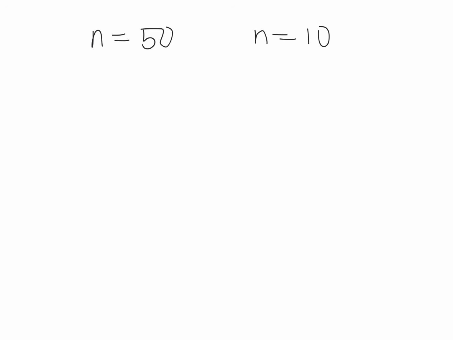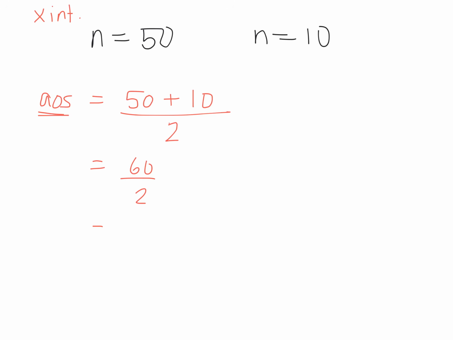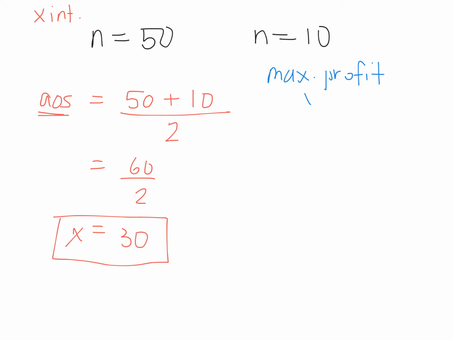If my x-intercepts are located at 50 and 10, we need to find the axis of symmetry. The axis of symmetry is which value of the vertex? Good, the x value. So how do you find the axis of symmetry? Add them together and divide by, good, 50 plus 10 is 60, divided by 2 equals 30. This is the x value of the vertex, right? But for the maximum profit, I need to know the y value of the vertex.